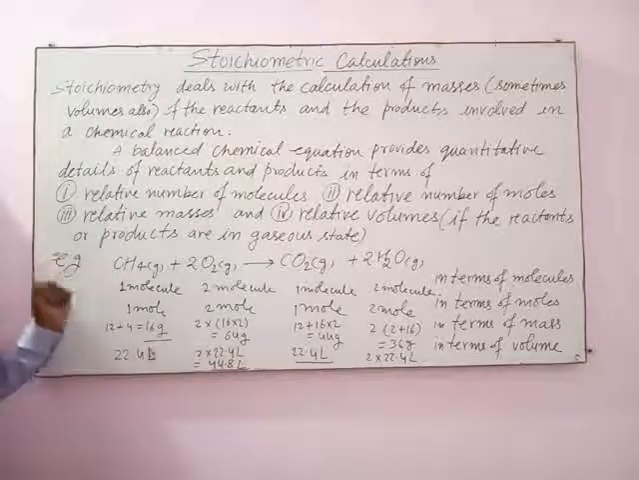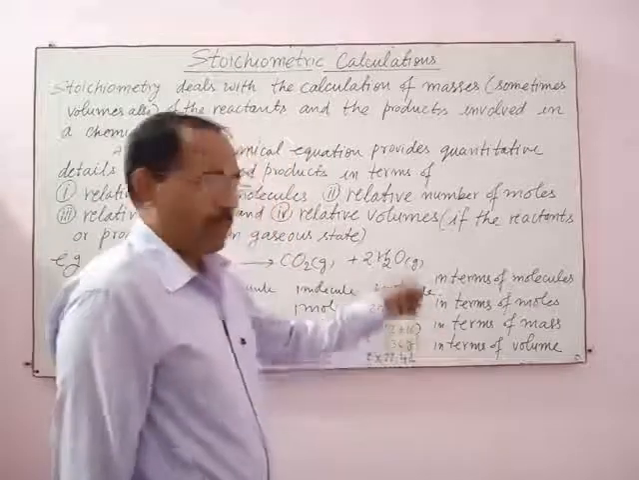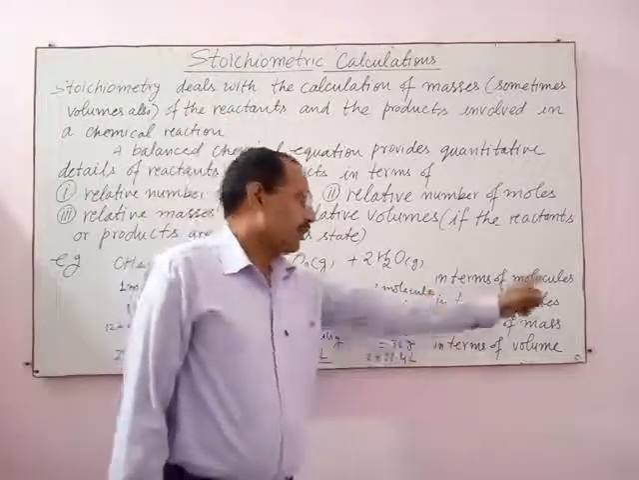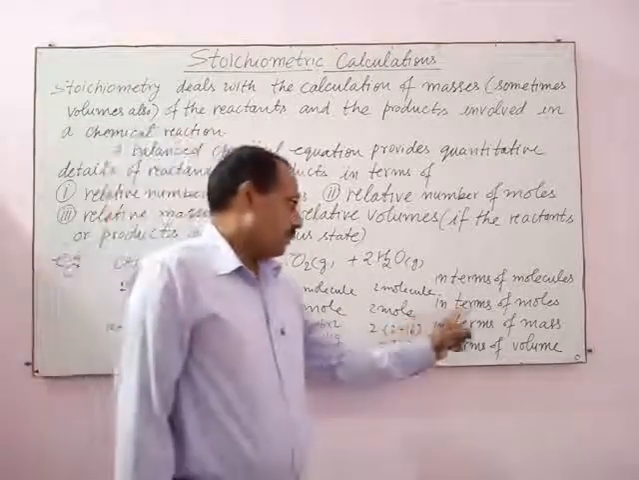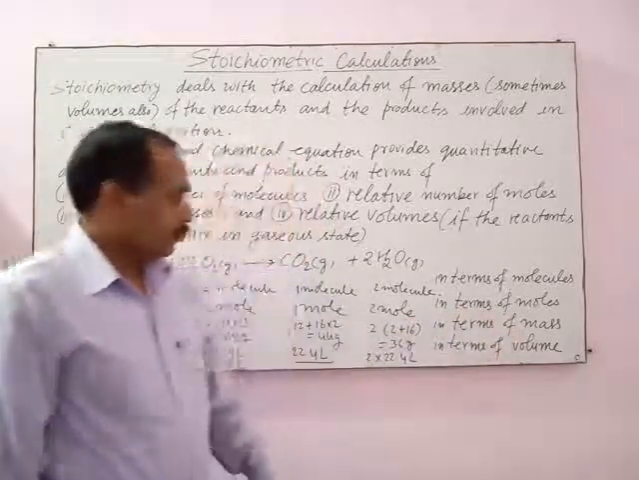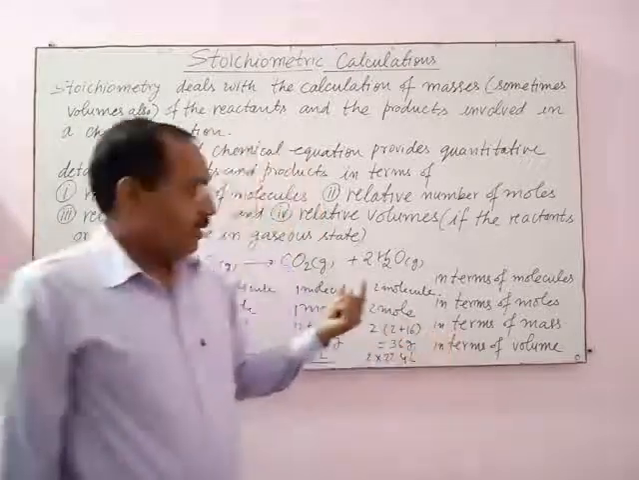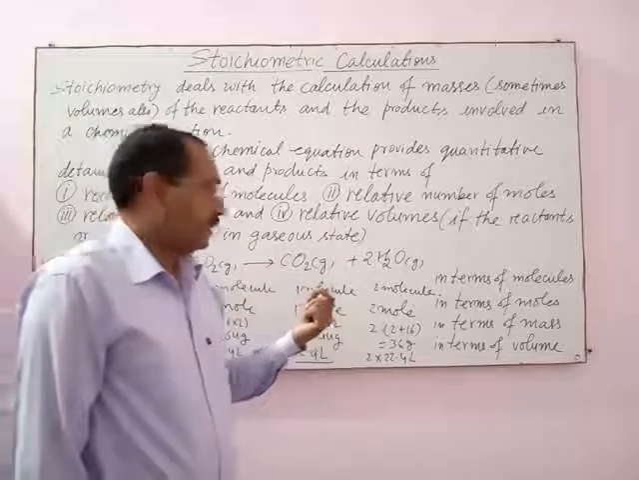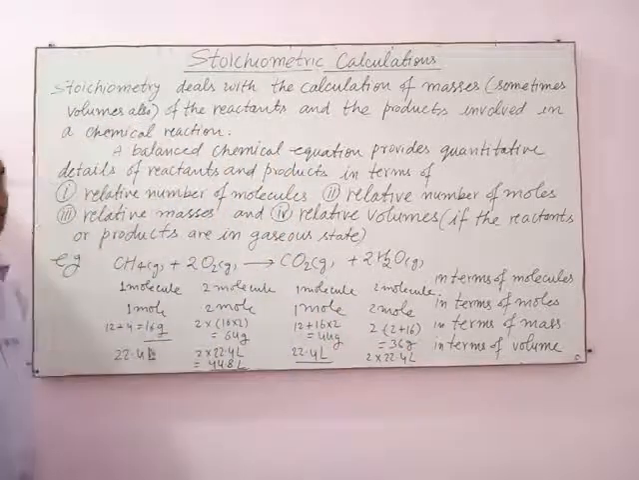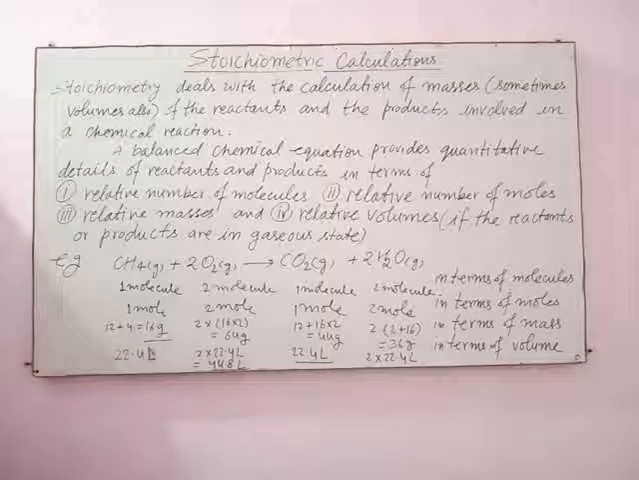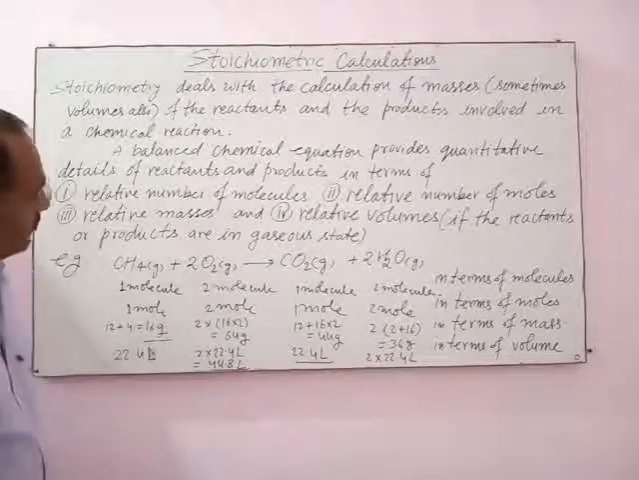Any balanced chemical equation provides this information: number of molecules of reactants and products, number of moles of reactants and products, amount in grams of reactants and products, and volume of the reactants and products if the substances are taken in gaseous state.